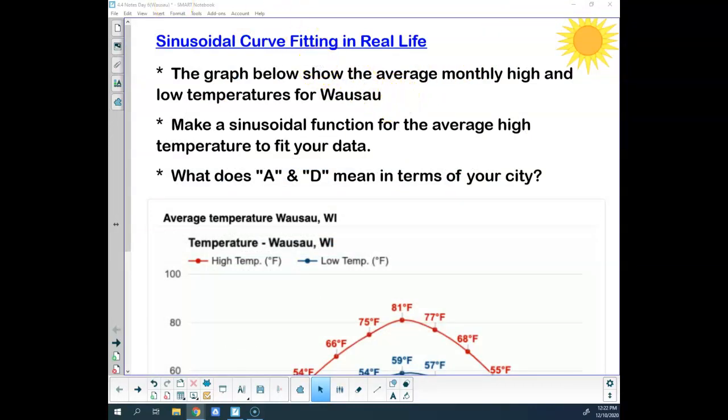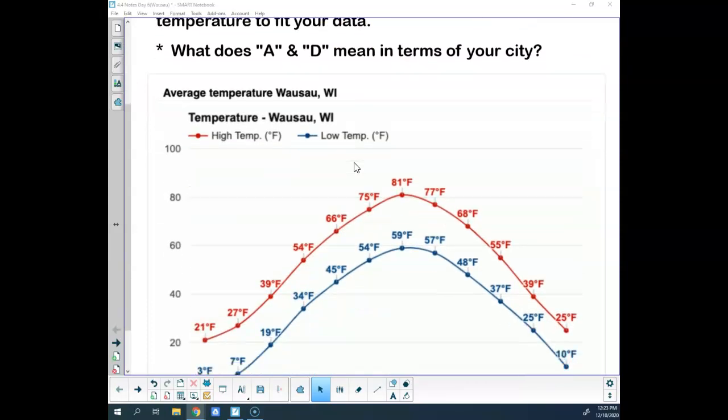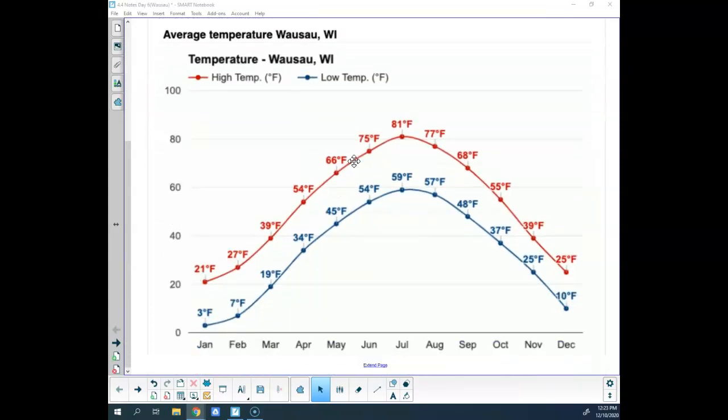So then, today, we have a graph below that has the average monthly high and low temperatures for Wausau. We're only going to focus in on the high temperatures, but we couldn't find one with just the high temperatures. We want you to make a sinusoidal function for the average high temperature to fit our data. And then we'll talk about what A and D means afterwards. So what I would like you to be working on right now is to come up with a sinusoidal curve, a trig function curve, for this data.